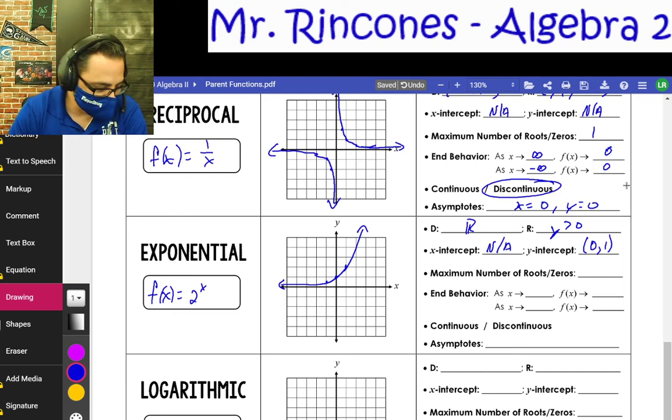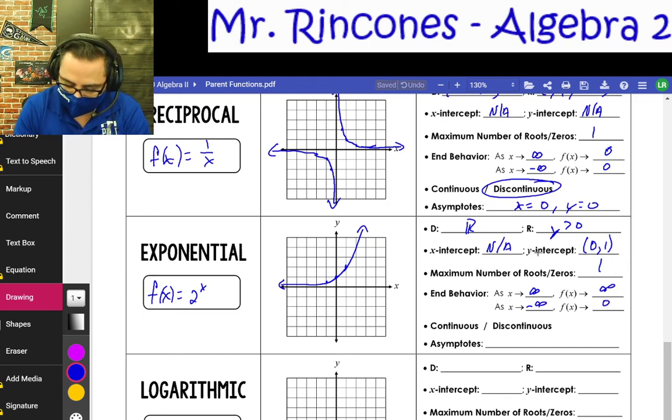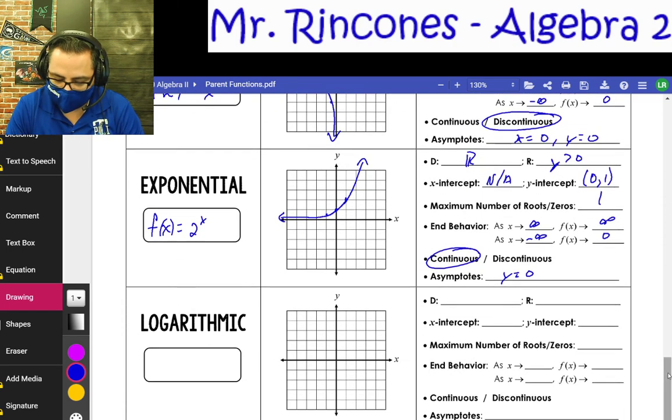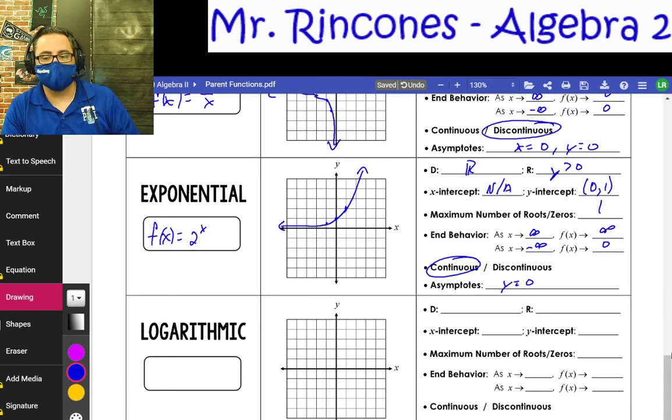The maximum number of roots or zeros is 1, and then as x approaches positive infinity, f of x is positive infinity. As x approaches negative infinity, f of x is 0. And this one is actually continuous. The asymptote is at y is equal to 0. It's okay if you don't fully understand what I'm writing down. It will be used as reference as we proceed and cover all of these parent functions.